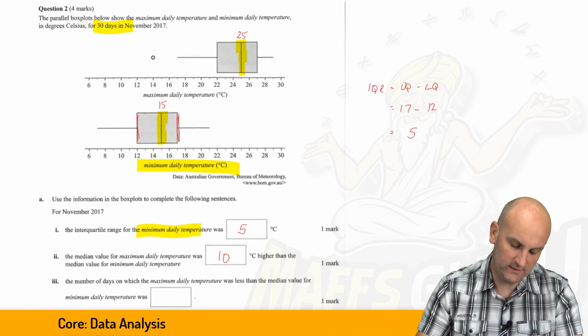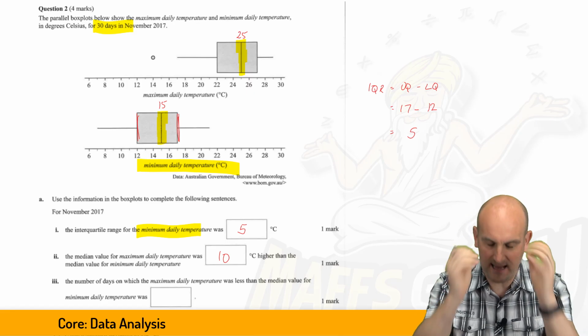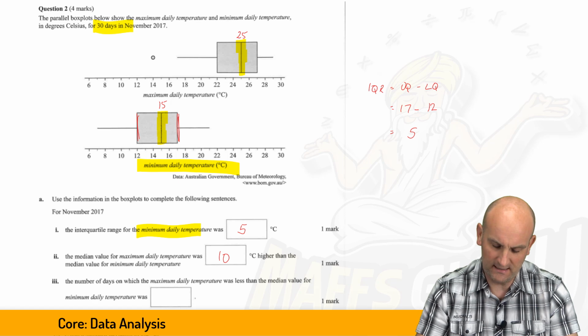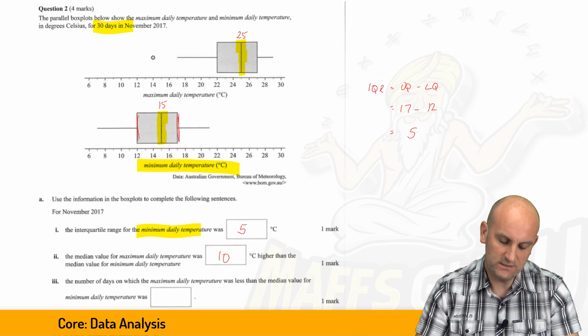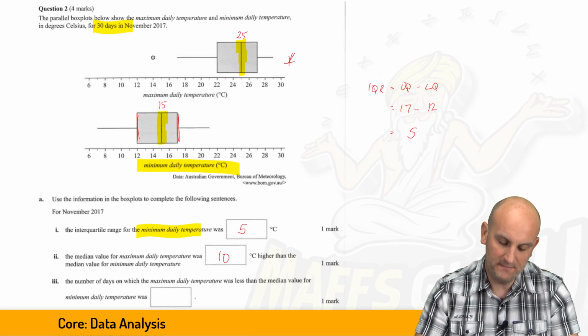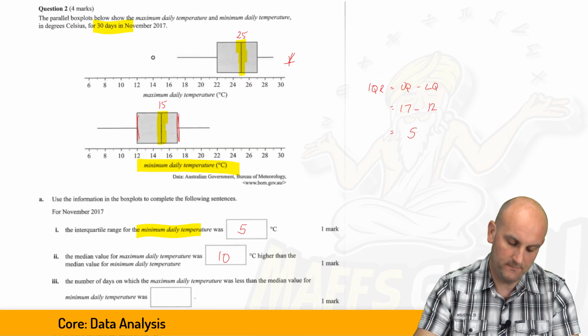Now, I'm going to be honest with you, this third part got a little bit exploded in my head, and I have to say, if you think this is incorrect, then help me out. The number of days on which the maximum daily temperature, so this is the maximum daily temperature, was less than the median value for the minimum daily temperature.